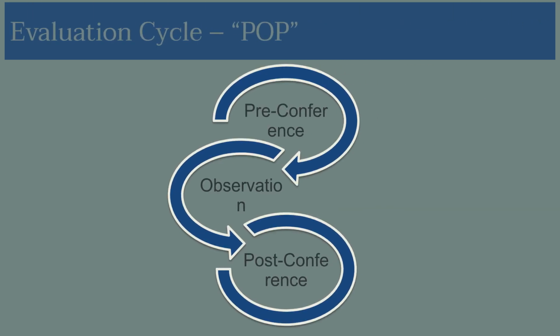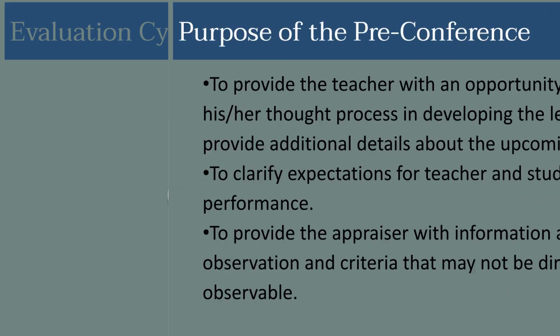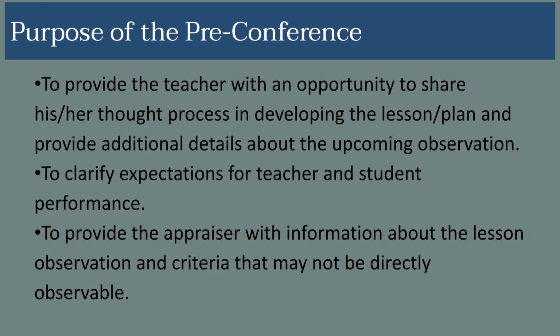The core of the observation phase follows a simple cycle we call POP: pre-conference, observation, post-conference. Think of this as a continuous loop. These 3 components are deeply interconnected to ensure that an observation isn't a surprise event, but a well-documented reflection of your teaching practice. Why do we do a pre-conference? First, it gives you, the teacher, the floor. It is your opportunity to voice your thought process behind how you developed the lesson plan and share critical student context with your appraiser before they step into the room.